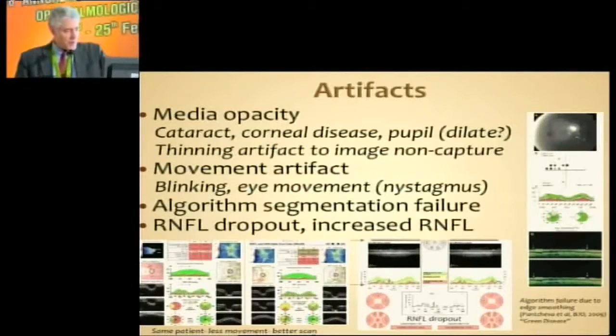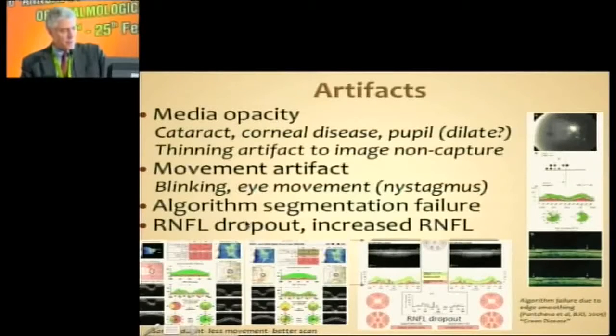So movement artifacts are something really important to look out for: blinking, eye movements, nystagmus, and that's manifested here. You see these dark areas on the Cirrus. This is better, but this is a lot of movement artifact, and that shows up as having a lot of red areas. This is the same patient who just didn't move as much, and so you've got a good quality capture there, and these are more reliable measurements than these over here.